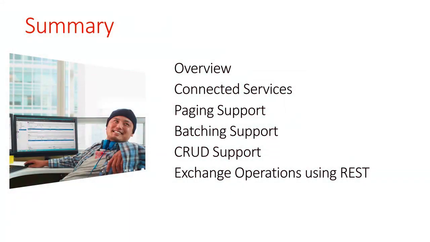In this module, we looked at an overview of what we can do with the Office 365 Mail API. We looked at connected services, paging support, batching support, and the support we have for doing create, read, update, and delete operations with the .NET SDK. Finally, we looked at some of the operations that we can do using the REST API.